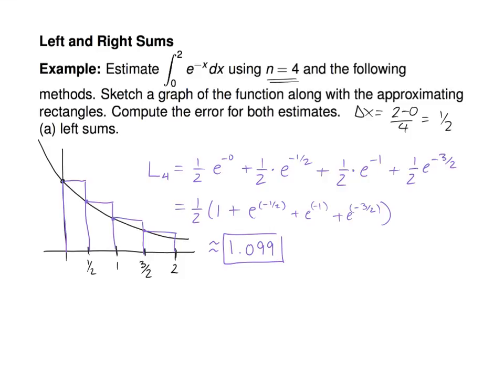Okay. Now, so there's the left sum. Now the directions also say to compute the error for both estimates. So how do you do that? How would you find the error? This is an estimate of the area under the curve, and it's not exactly what it is, right? So to find the error, does it make sense that that's going to be the actual minus your estimate?